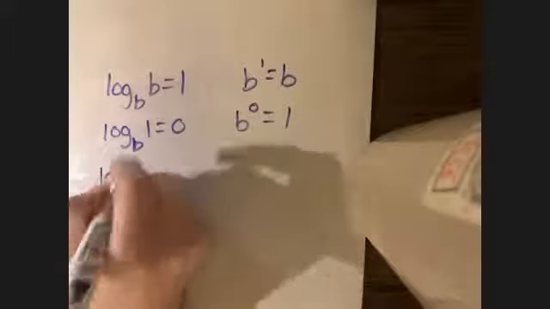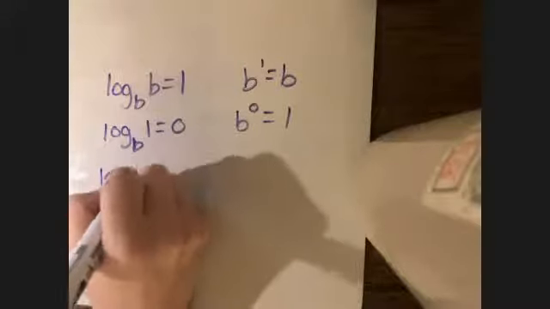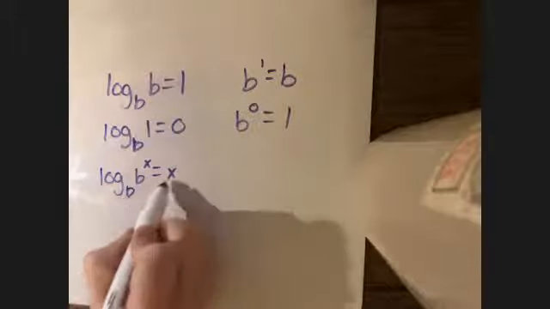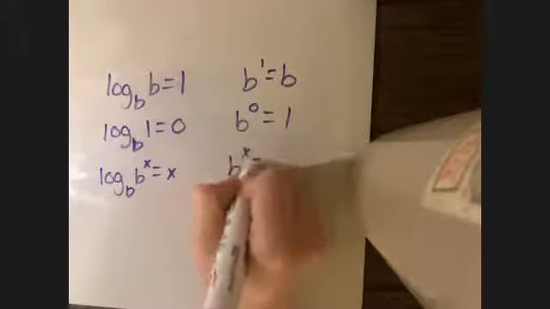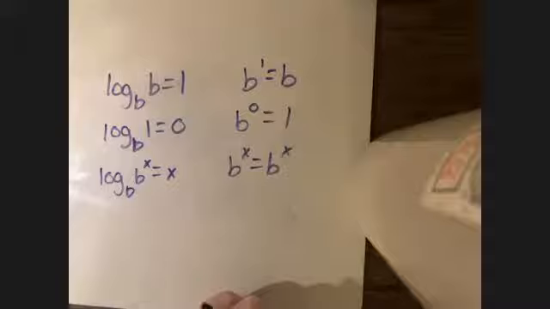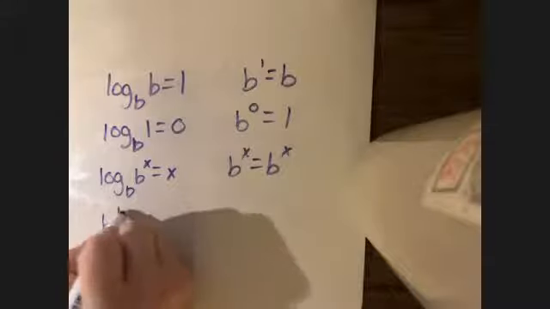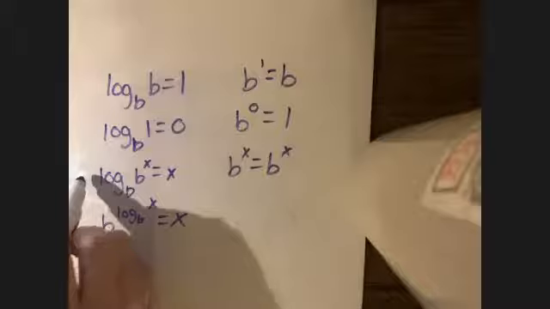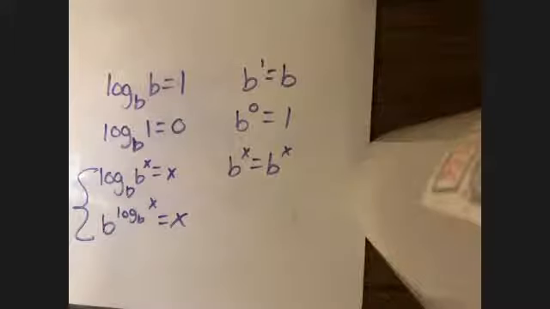So two others that we have: log base b of b to the x equals x, and this is because b to the x equals b to the x. And then a reverse form of this, and we'll see these two come into play a little bit later as we move forward. So for right now, we deal with these other two.